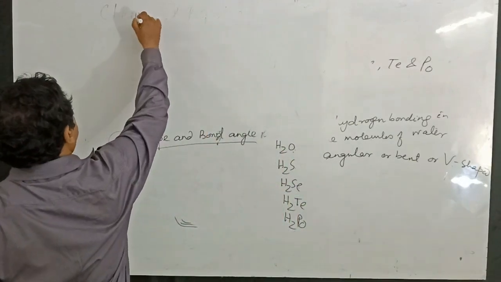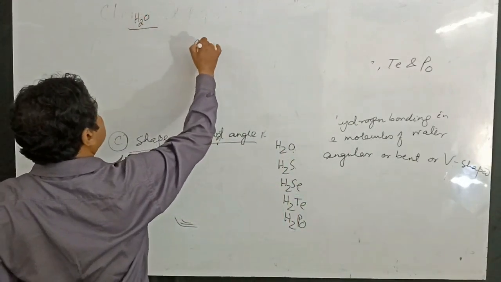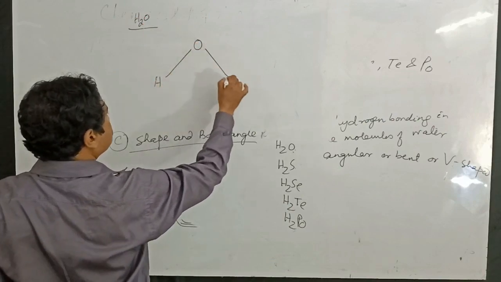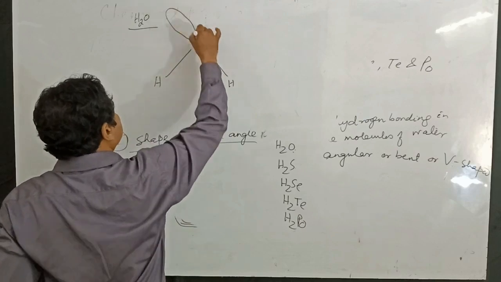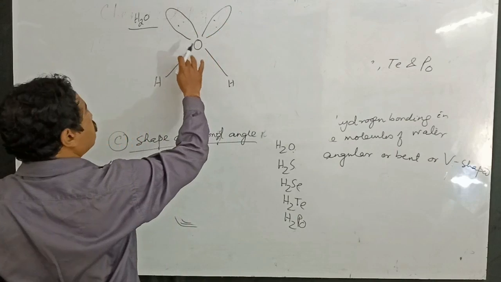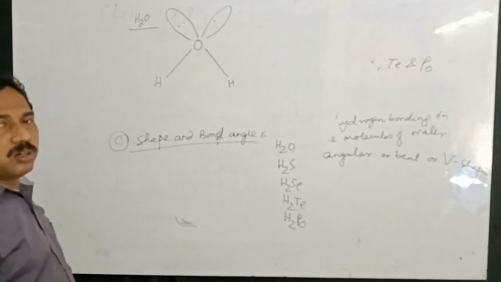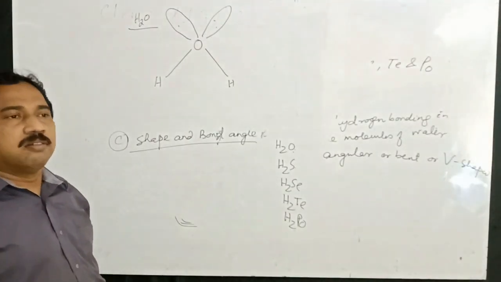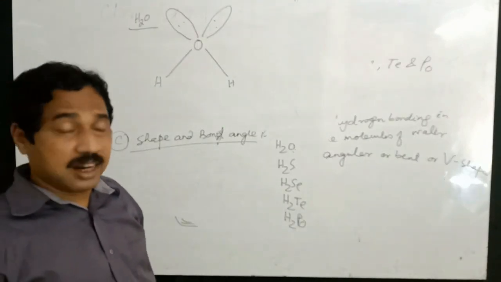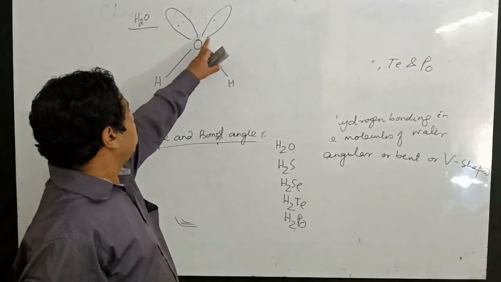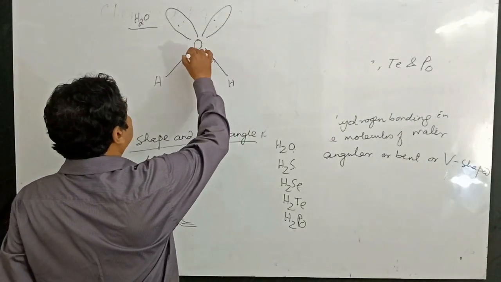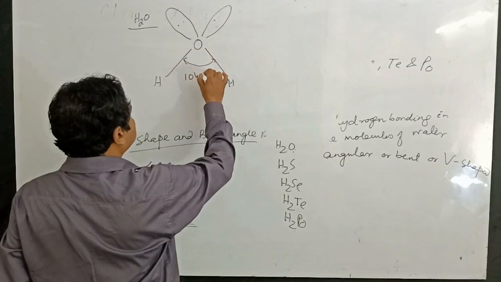Water, for example, oxygen, the shape of water is this type. Two lone pairs and two bond pairs. There are 4 electron pairs surrounding the central atom, 2 lone pairs and 2 bond pairs. And the bond angle in water is 104.5 degrees.